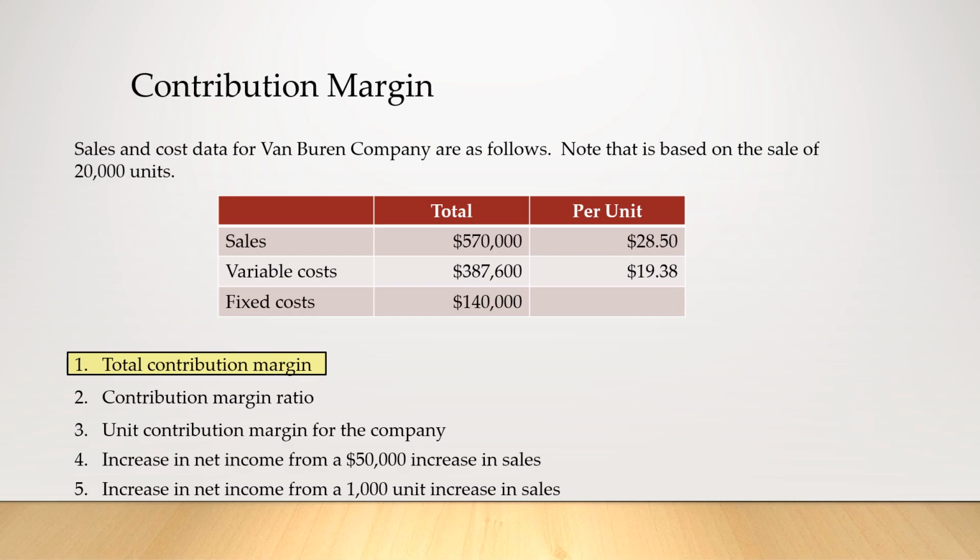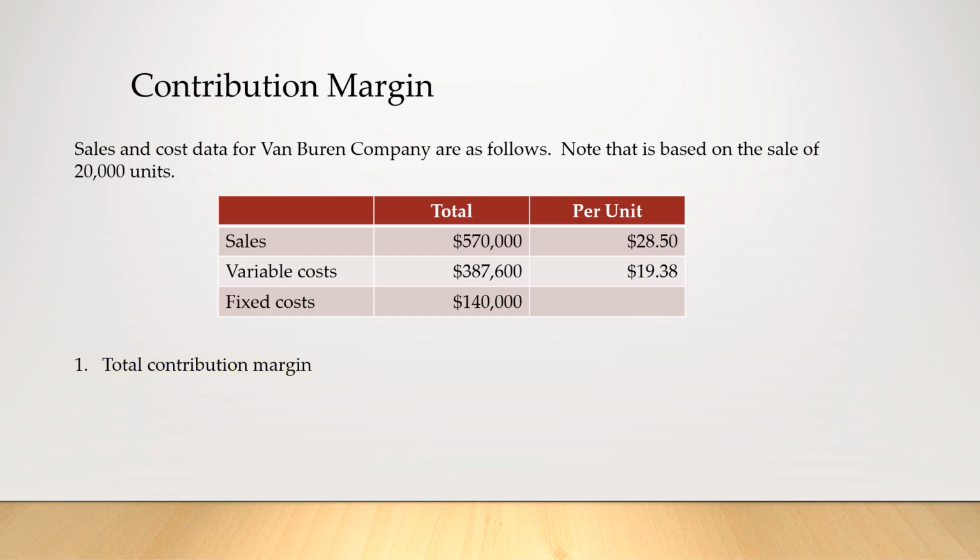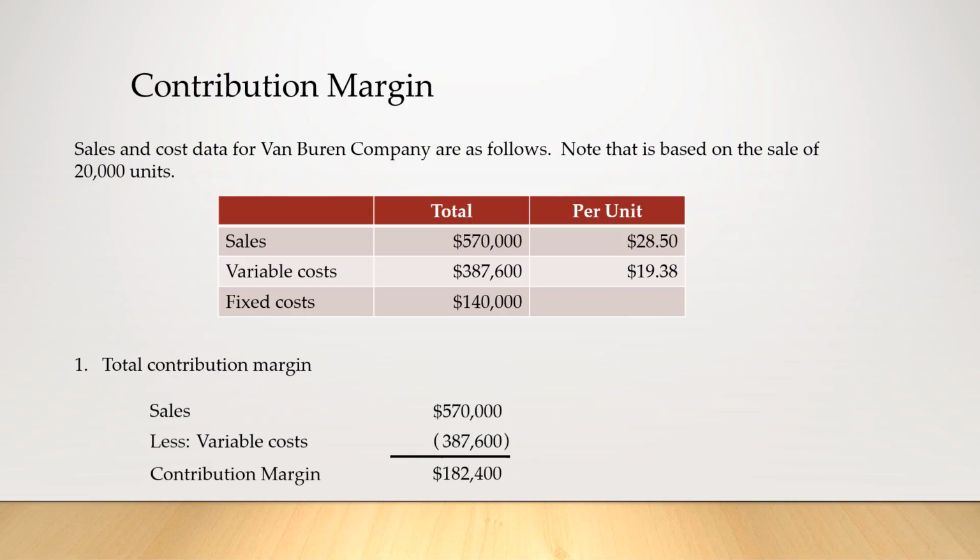Starting with number 1, how do we determine the total contribution margin? Total contribution margin is based upon sales and variable costs. Take the difference between the two, and the result is total contribution margin.